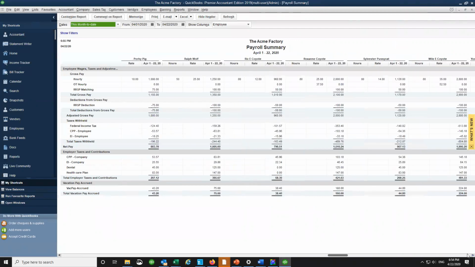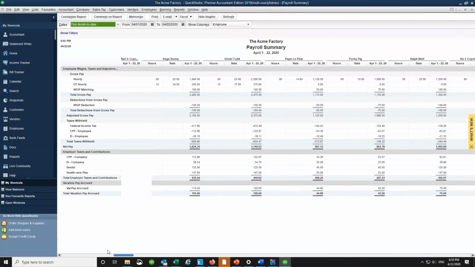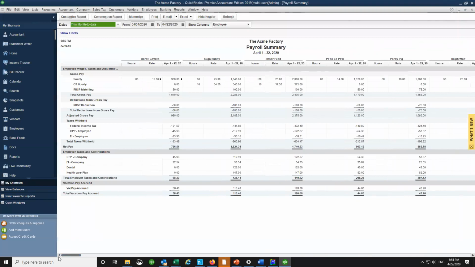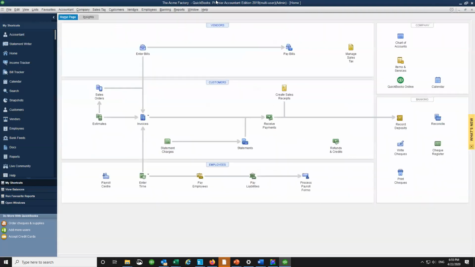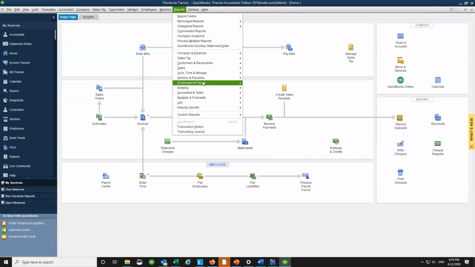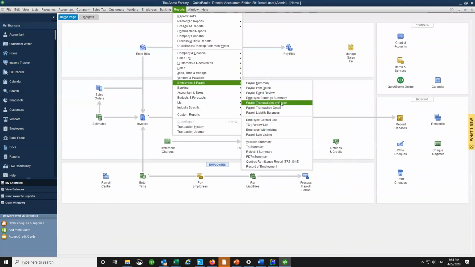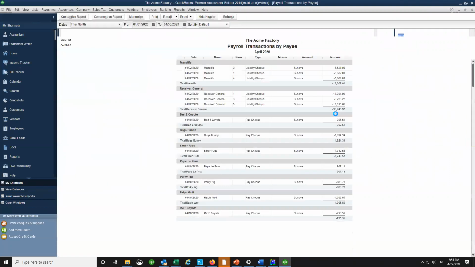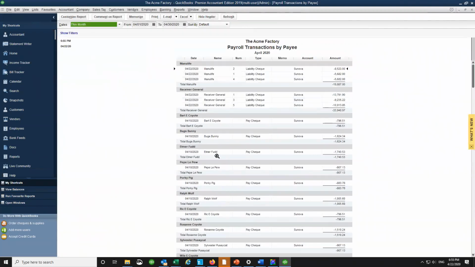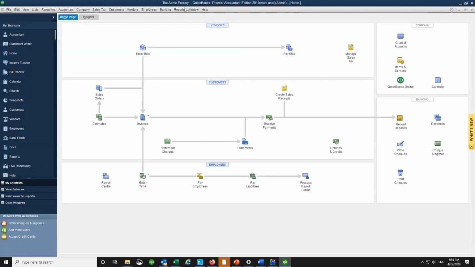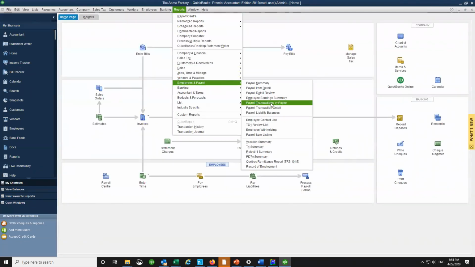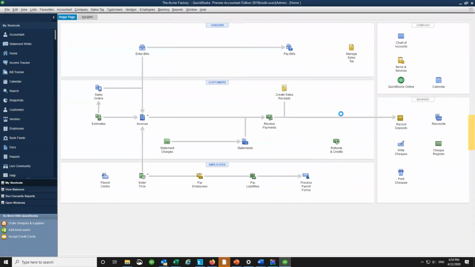There's 3 rows for every employee. And here we have, I don't know, 10 employees maybe. It ends up taking a lot of space. So I personally don't like this report. I'm going to take a look at this report that says payroll transactions by payee. And no, I definitely don't like that one. We're going to pull that one out. So then I'm going to go back in and I'm going to hit employee earnings summary.